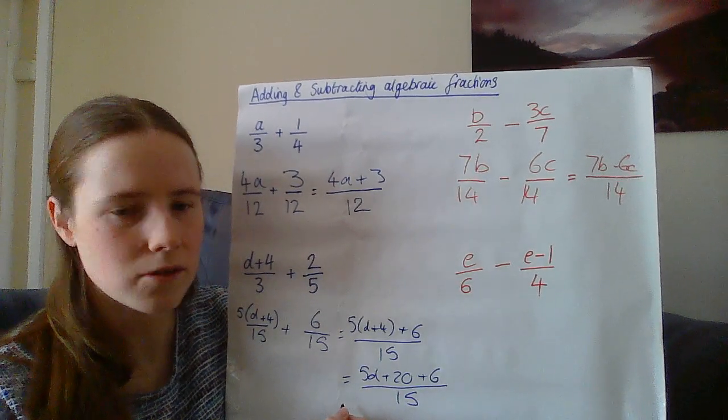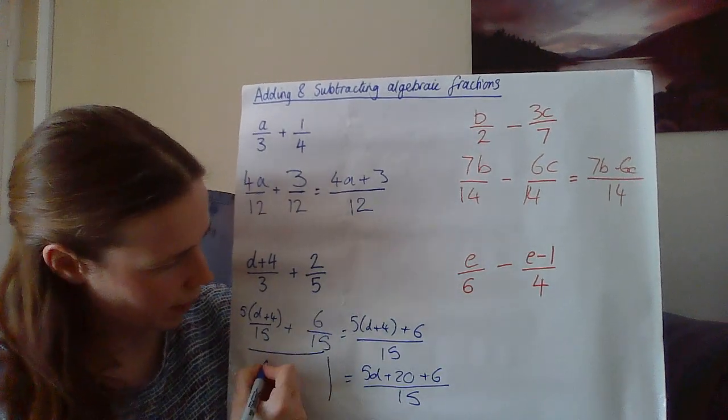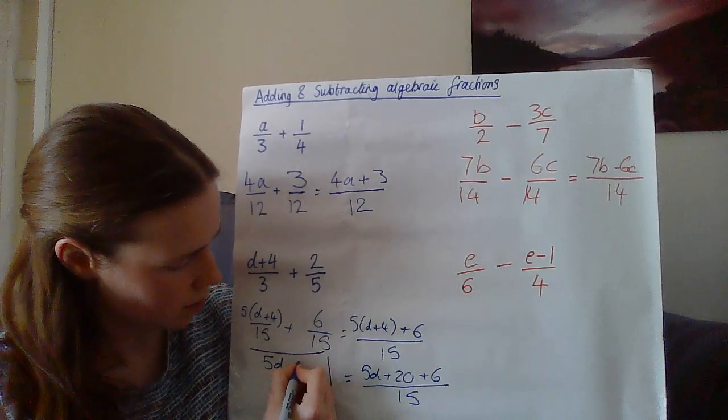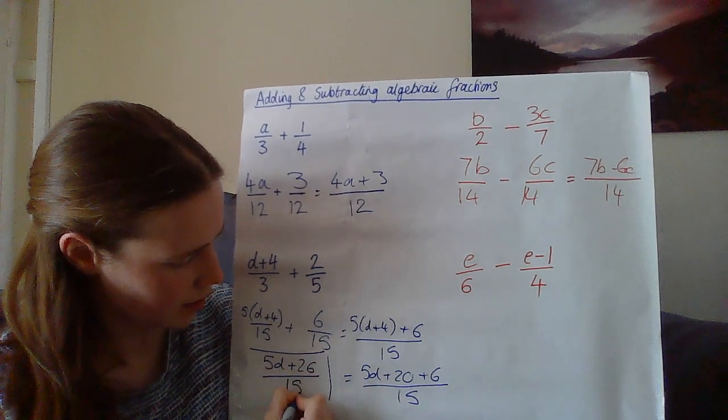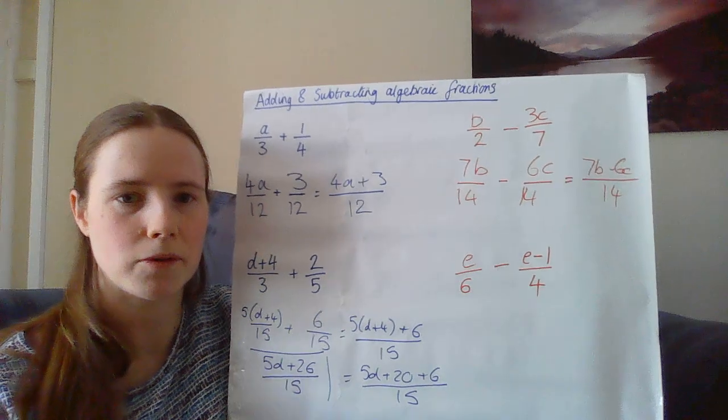And that's going to go to, sorry, I can't fit it. I'm going to put it over here. I'd normally write it underneath. I'm going to write that as 5d plus 26 all over 15. Can't simplify that anymore because there's nothing I can divide all of the top and the bottom by.